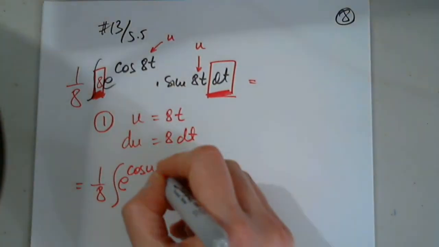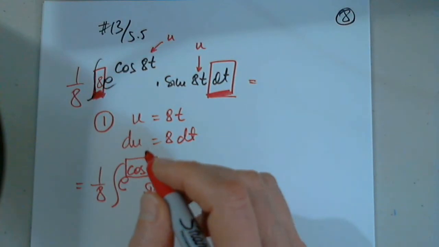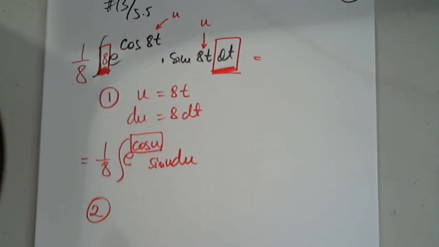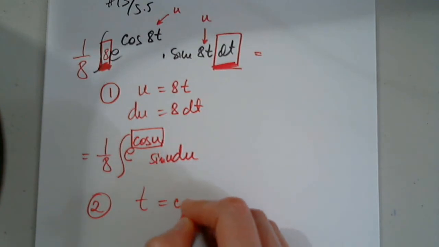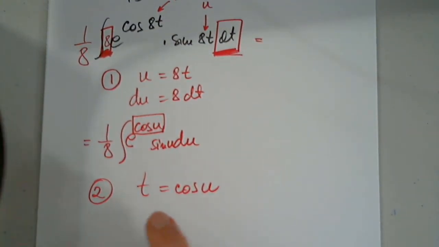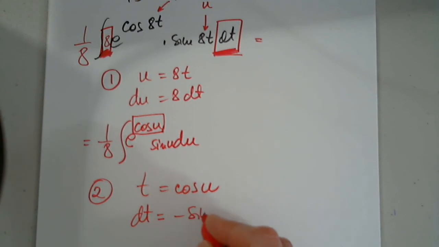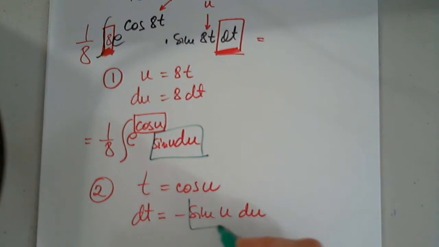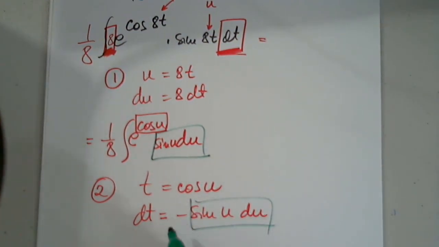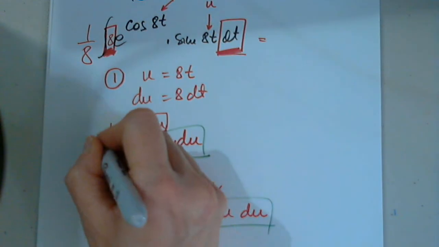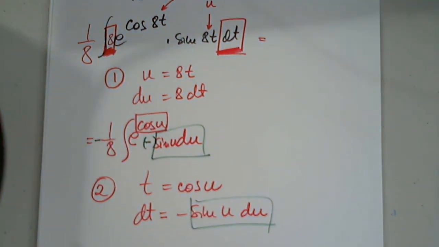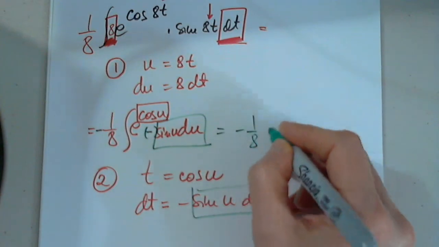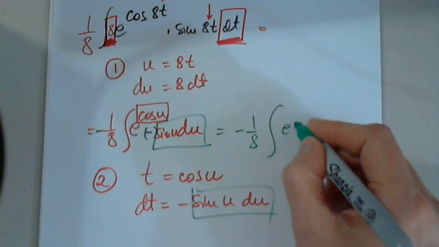Now, this is what I don't like. So I'm going to say in level 2, let t be cosine u, as long as dt, which is negative sine u du, is in the problem, or it can be adjusted easily. Of course, I have this. I don't have that little piece, not a problem. I can put it anywhere, as long as I put it twice. So then the answer for now will be this, the integral of e to t dt.